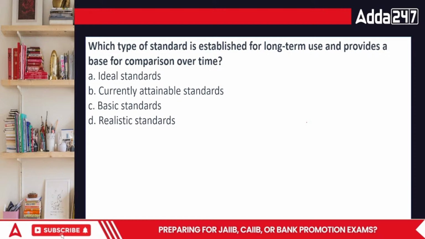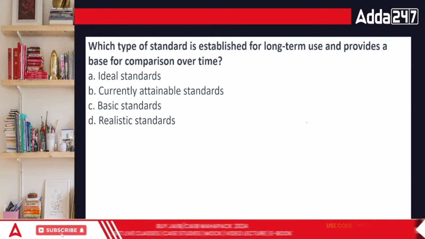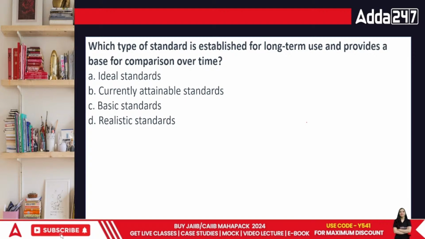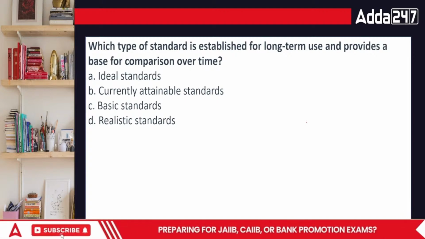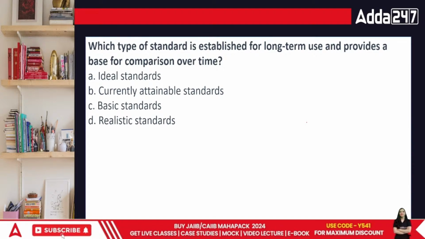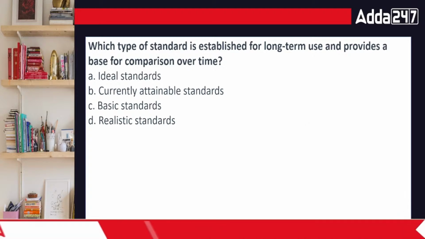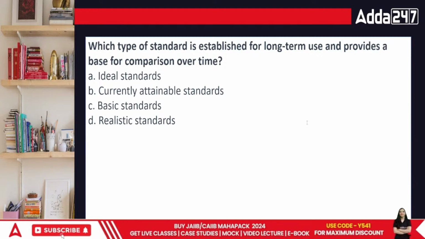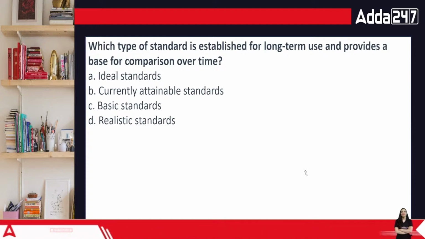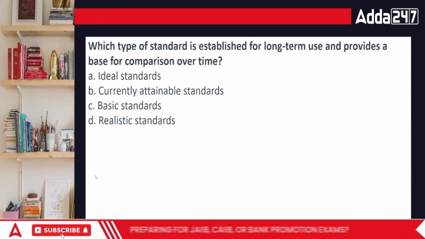Next, which type of standard is established for long-term use and provides the base for comparison over time? Ideal, currently attainable standards, basic, or realistic? Actually, realistic should be something which is achievable. It should be something that the organization can achieve at least. That is something I would say is realistic.